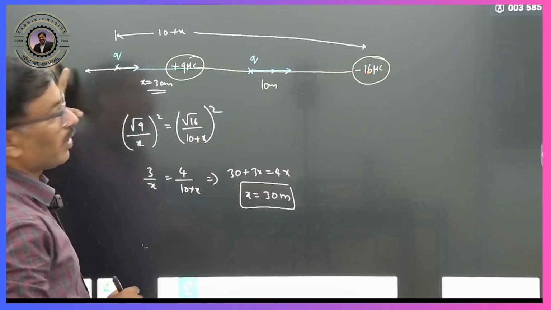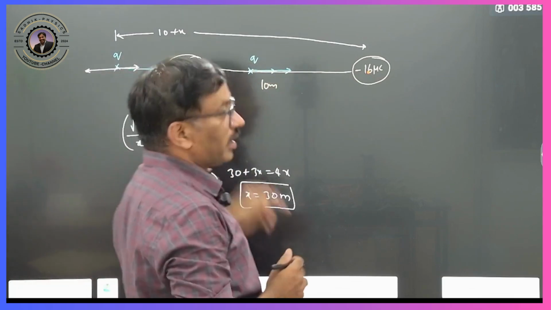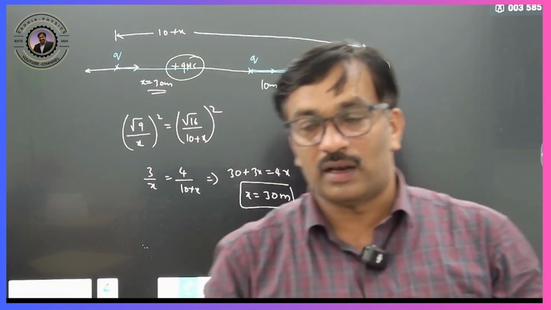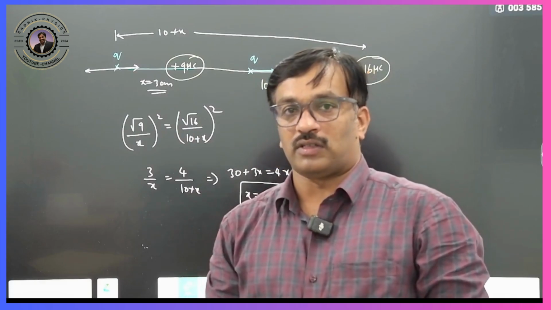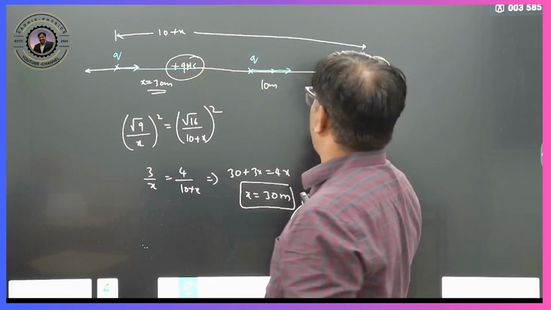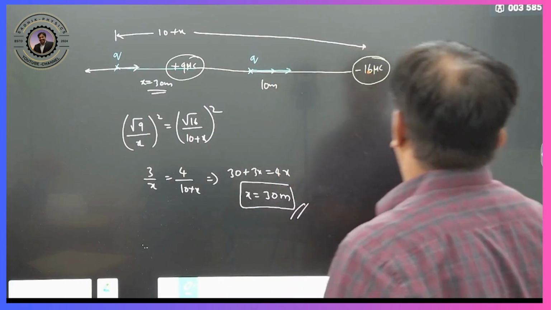So the null point will be formed because of the negative charges. If both are negative, definitely it will form in the middle. If one is positive and one is negative, you have to find it like this. Clear? So be careful about the polarity of these charges. Clear? Now we will go for another concept.